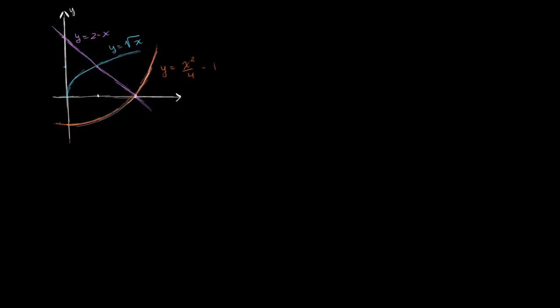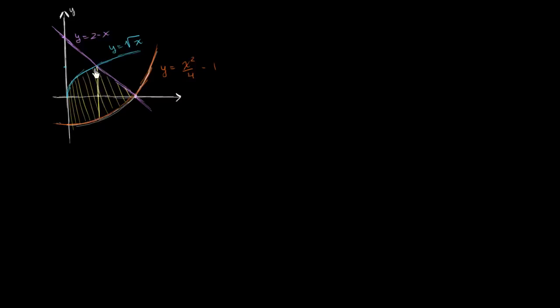What I want to do in this video is find the area of this region that I'm shading in yellow. And what might seem challenging is that throughout this region I have the same lower function, or lower boundary: y is equal to x squared over 4 minus 1. But I have a different upper boundary.